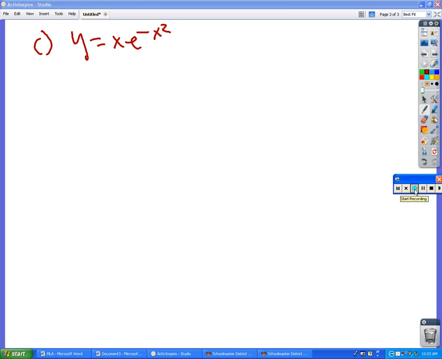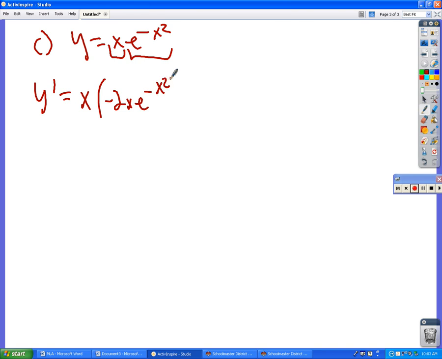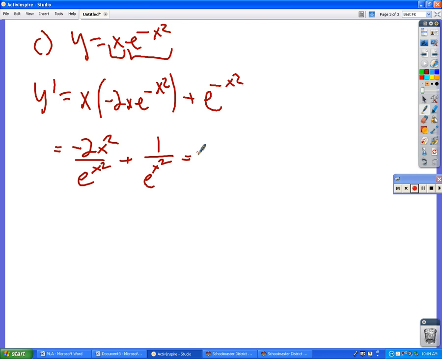Okay, to find the critical numbers, we need to take the derivative. So product rule, right? First one times the derivative of the second. How would we take the derivative of that? Negative 2x e to the negative x squared, okay? Plus the second one times the derivative of the first, right? And then unfortunately we need to do some math with this. So we do have to simplify. But I guess we already have a common denominator, huh? That's cool.